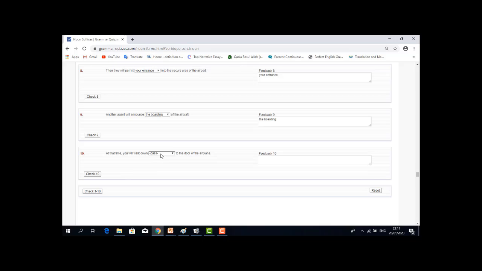We need the noun from pass. At the time you will walk down a long passage, a long pass, a long pasture. Your choice. And yes, it was a long passage.